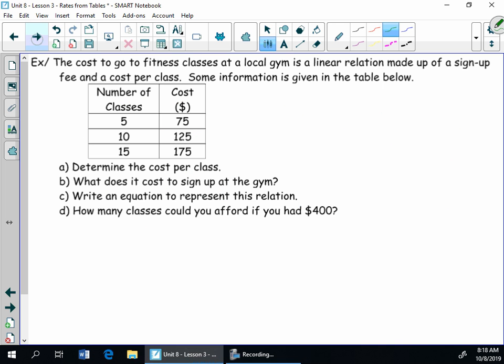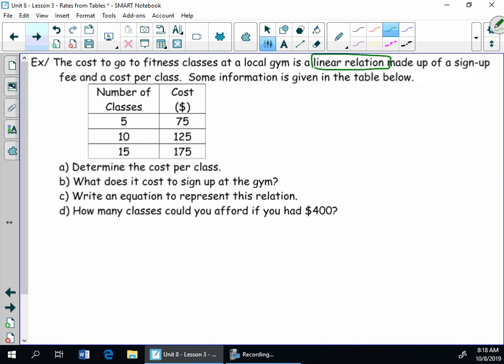Try one more. The cost to go to fitness classes at a local gym is a linear relation. It means there's a pattern here, right? That's all that's telling me. Made up of a sign-up fee and a cost per class. Some information is given in the table below.